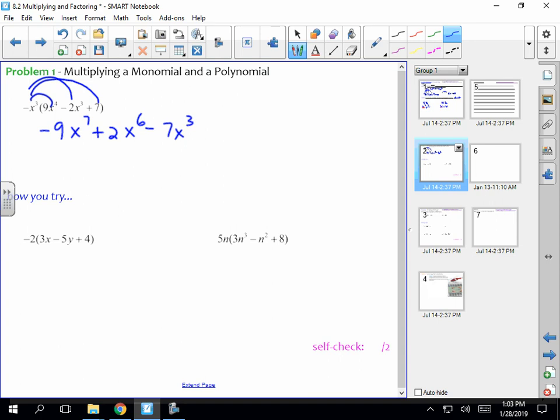Wait, how do you get negative x to 7? Because negative x is cubed, so you add the powers together. Okay, yeah. The negative.